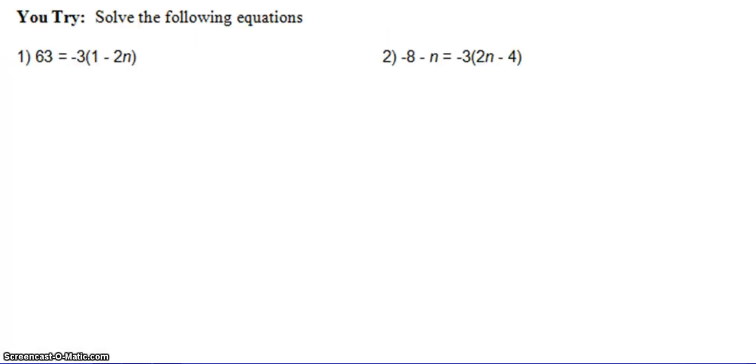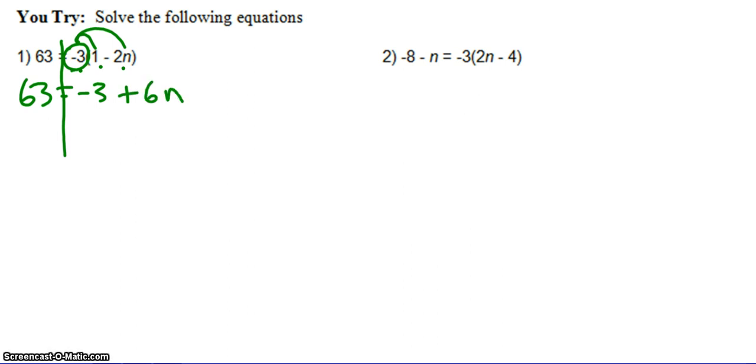All right, let's see how you did with this. So number 1, hopefully you notice. Let me shrink this down so you can see. There we go. Number 1, we have to distribute. We have a negative 3 outside the parentheses, so you should have distributed that. So negative 3 times 1 is negative 3. And negative 3 times negative 2n. Be careful. Negative times negative is positive. Students make those mistakes all the time.